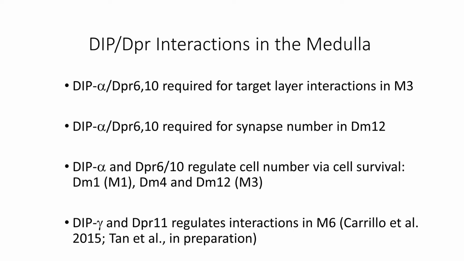So it seems as though different DIPs and DPRs are playing roles. It's been complicated to get at those roles genetically, in part because of redundancy, but there are clear examples for DM4 and DM12, and also for DM8 neurons, which express DIP gamma. And we continue to analyze the other DIPs and DPRs in various mutant combinations to gain more insight into what they're doing in establishing these patterns.